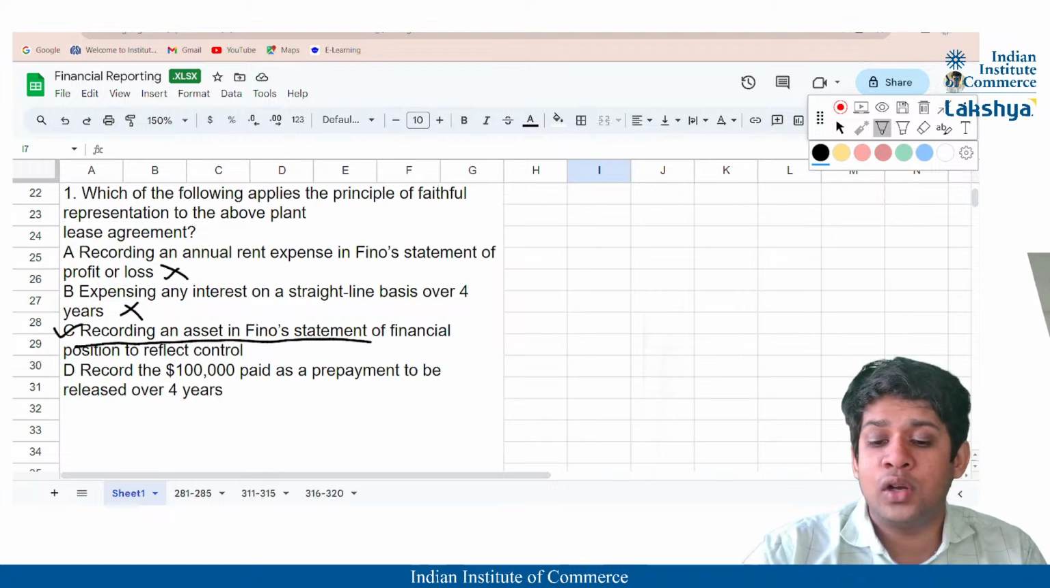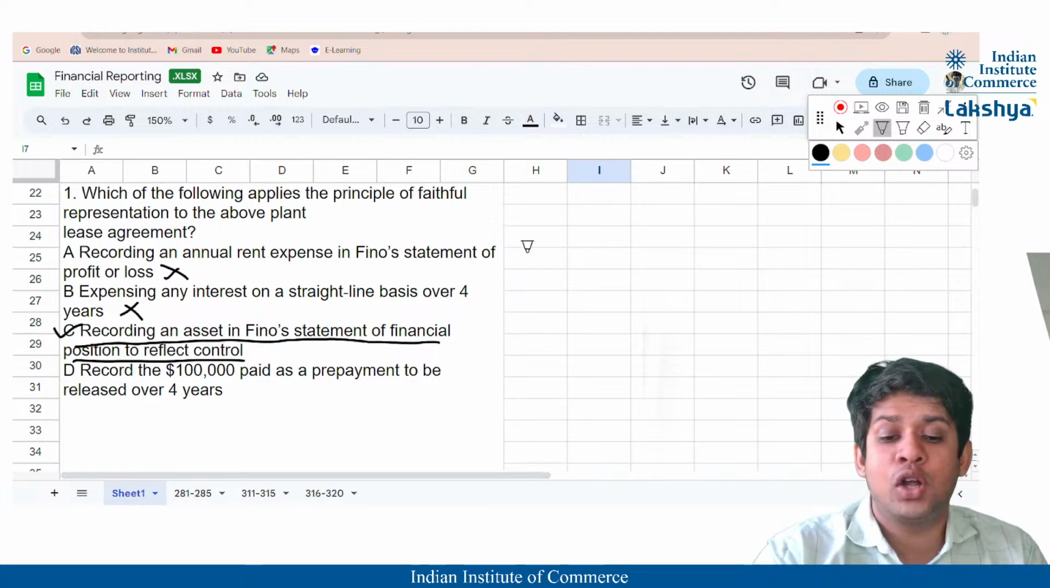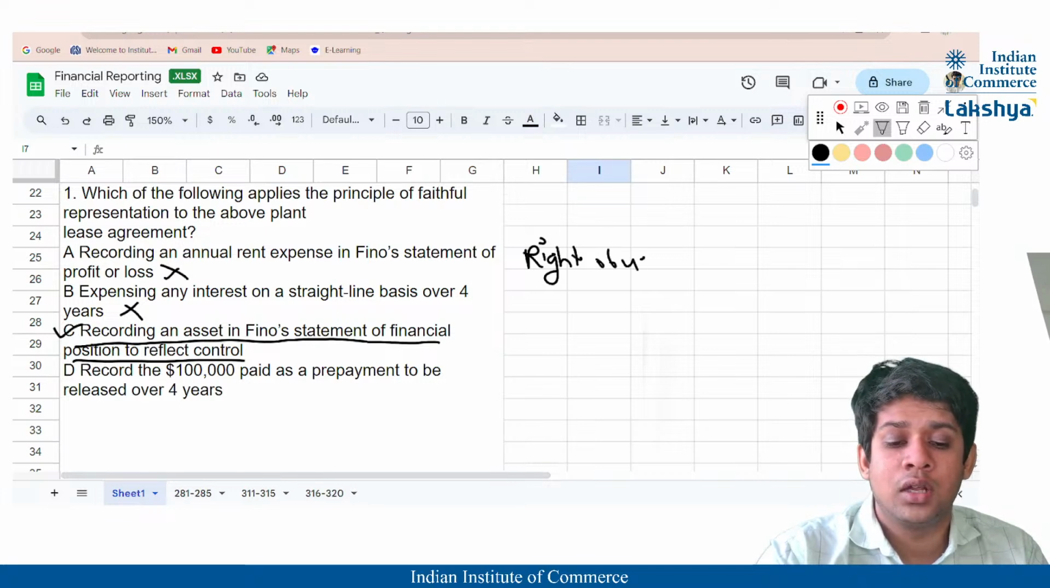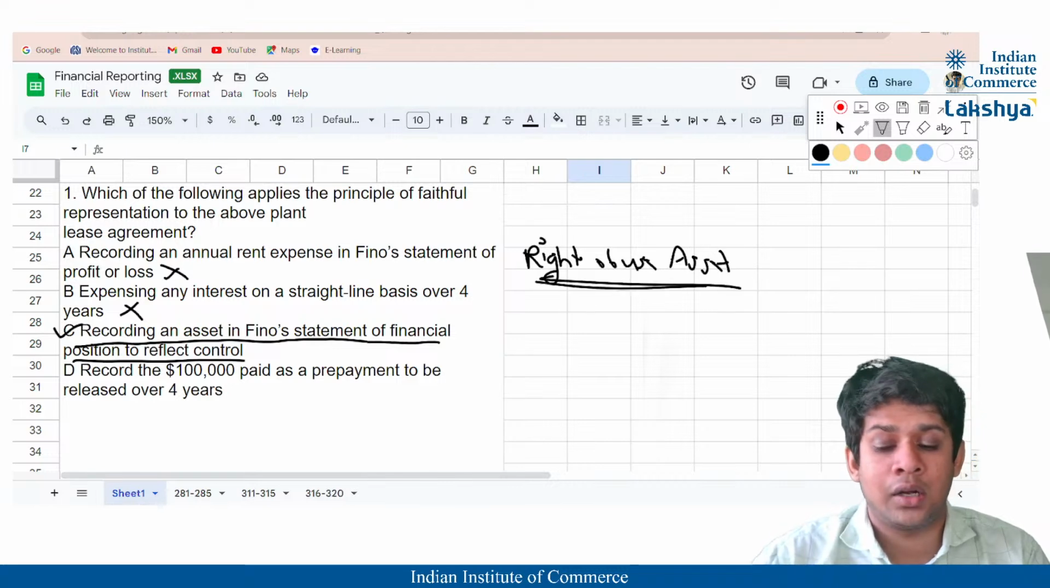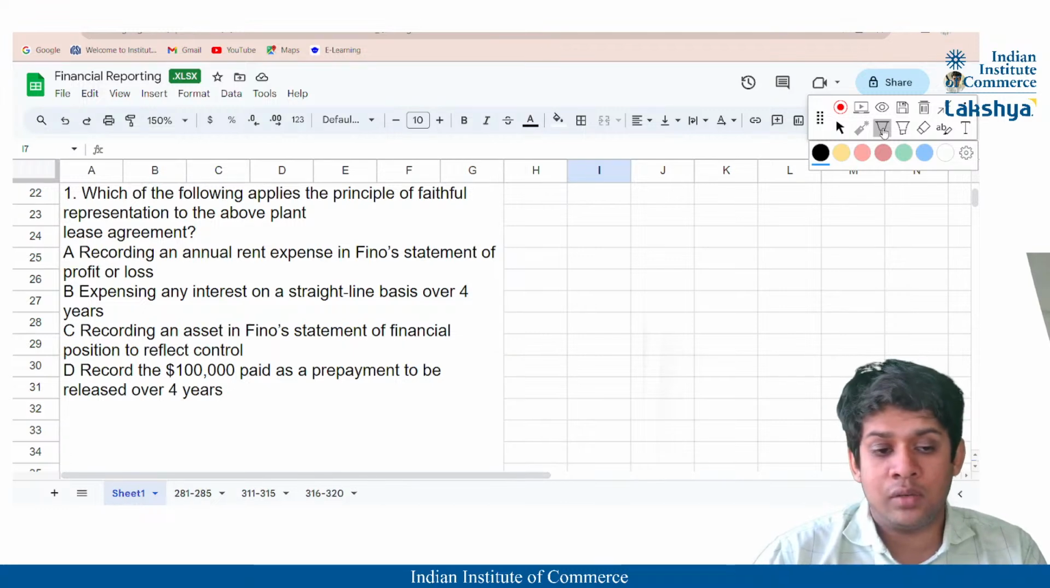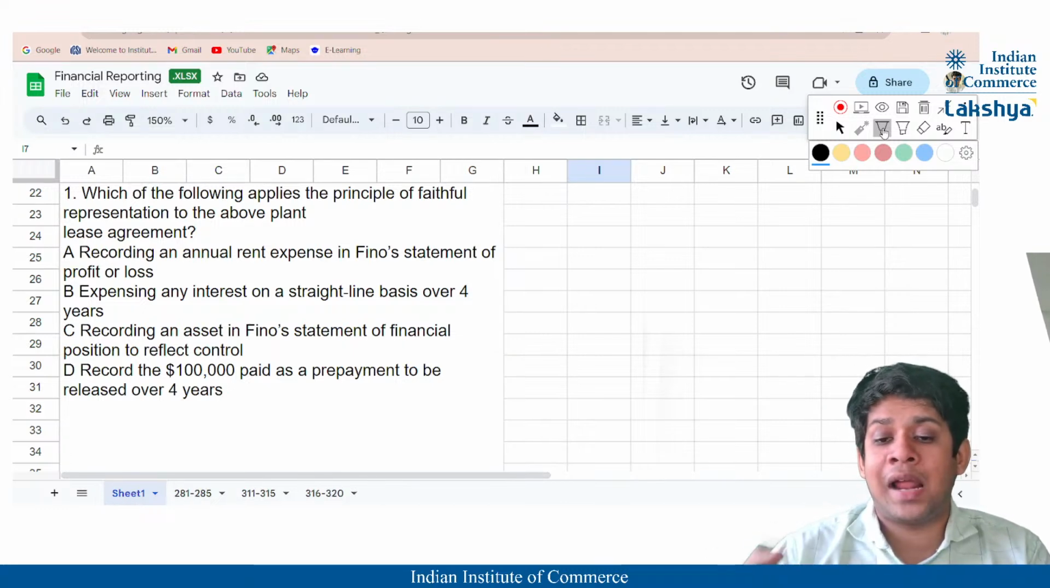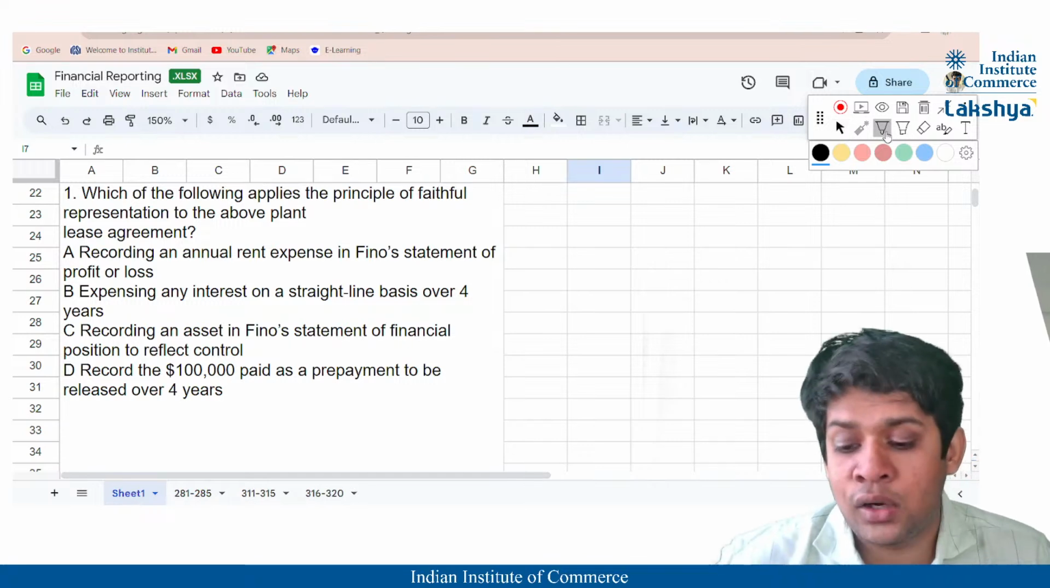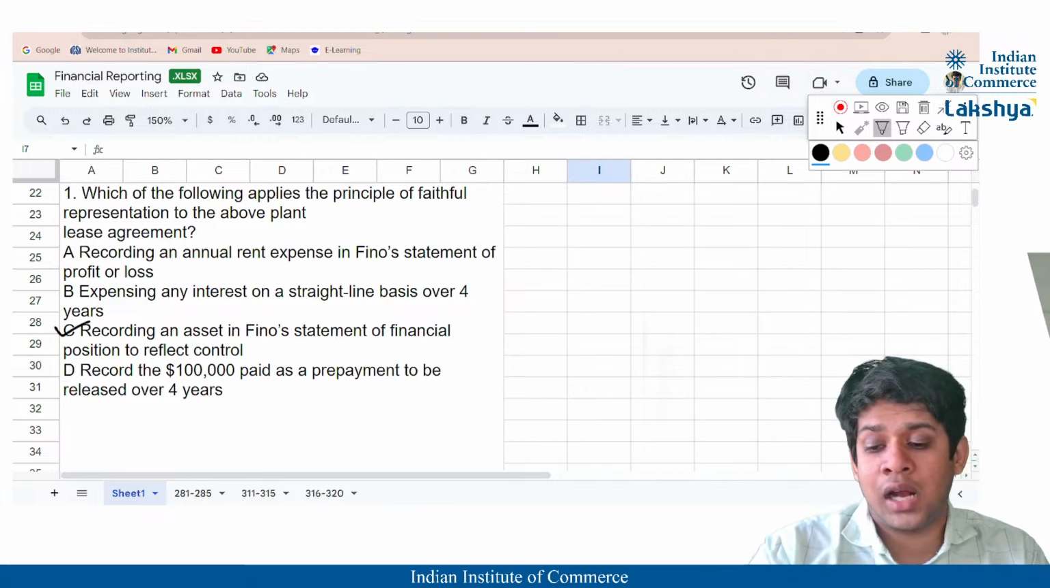Recording an asset in the Fino statement of financial position to reflect control. Yes, this is going to be right because we record a right of use asset. We record a right of use asset for this plant, right? Because we have not ownership, but yes, a physical control over a physical possession over the plant. In order to use it, we have technically the right to use that asset, right? So technically, we are going to actually recognize the right of use asset. So option C is going to be the right answer.